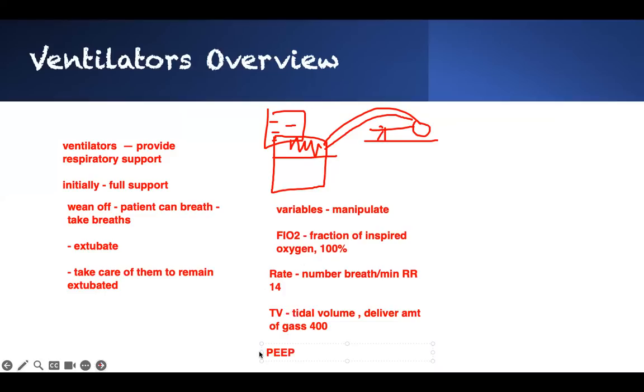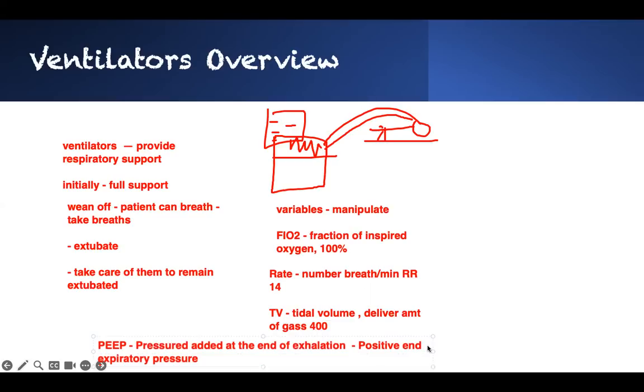Then there is something we call PEEP. And the definition of PEEP is pressure added at the end of expiration, or exhalation. So the actual definition is positive end expiratory pressure. So you can just define it as pressure added at the end of expiration, exhalation.